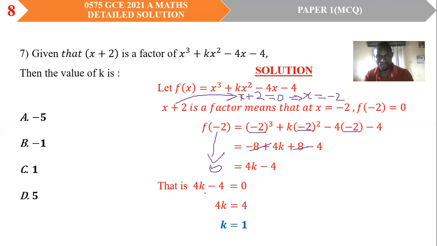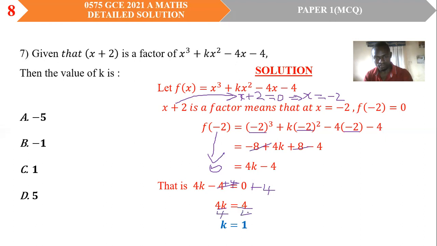So that is why we say 4k minus 4 is equal to 0, because by the factor theorem, f of -2 is supposed to be 0. And if we add 4 on both sides, this 4 disappears and you have 4k equals 0. Dividing both sides by 4.